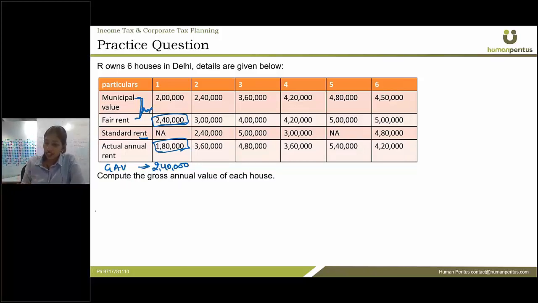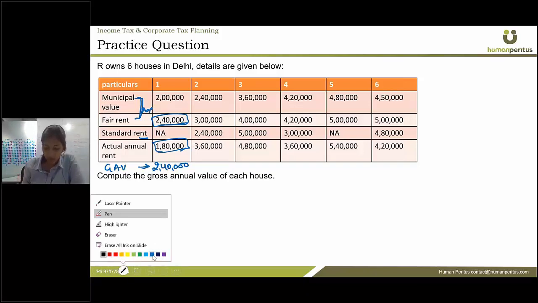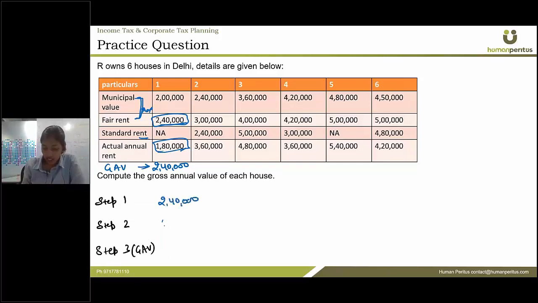All right. Then in the second case, let me just do it in detail like this. Step 1, step 2, then step 3, that is GAV, because we do not have loss due to vacancy. So step 3 will become our GAV. So in the first case, in step 1 our expected rent was 2,40,000. In step 2 it was 1,80,000. So our GAV is higher of both, which is 2,40,000.